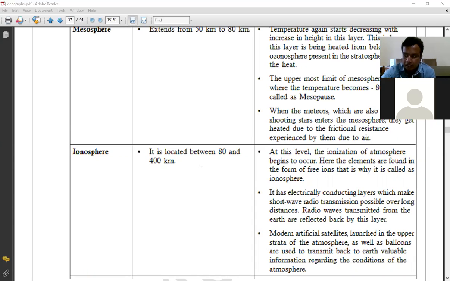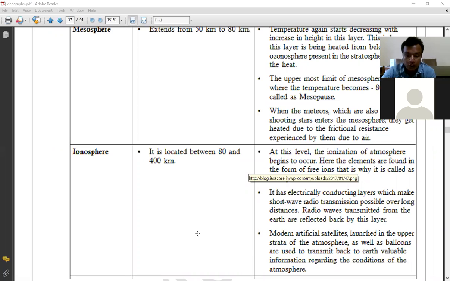Ions means what? Whenever, for example, hydrogen gas: when the atoms are joined together, then it is called a gas. But when it is separate, in the ionic form H+, then it is ionized. So here above 80 kilometers and up to 400 kilometers, the gases are available as ions.